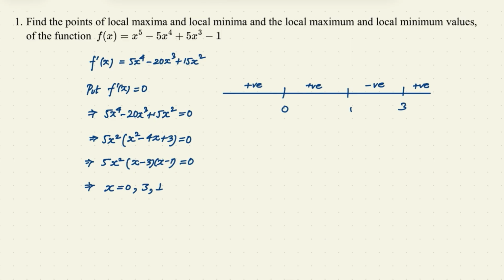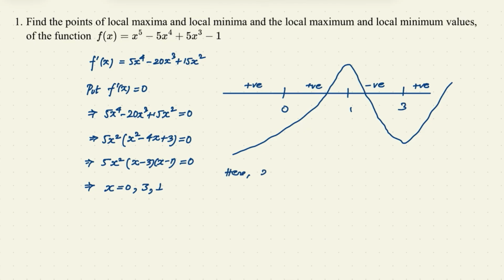So it is clear that the function is increasing up to 1, after 1 it is decreasing, and after 3 it is again increasing. That means it is clear that point 1 is the point of local maxima, point 3 is the point of local minima, and there is no change around 0. Before and after 0 the sign of f dash x remains positive to positive. That means point 0 is the point of inflection. This is neither a point of local maxima nor a point of local minima.